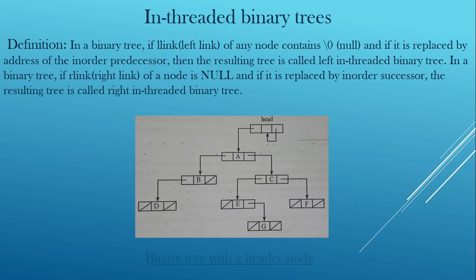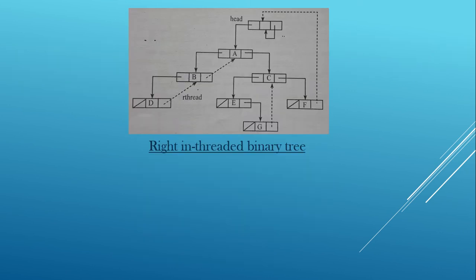So this is a binary tree with a header node. Now in this tree, if the right link of a node is null and it is replaced by the address of the in-order successor using the dotted lines, then it is known as a right in-threaded binary tree, as you can see in the diagram.